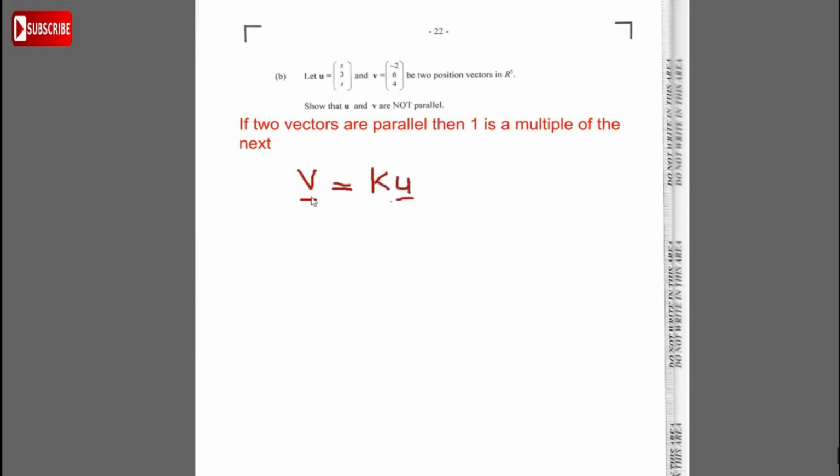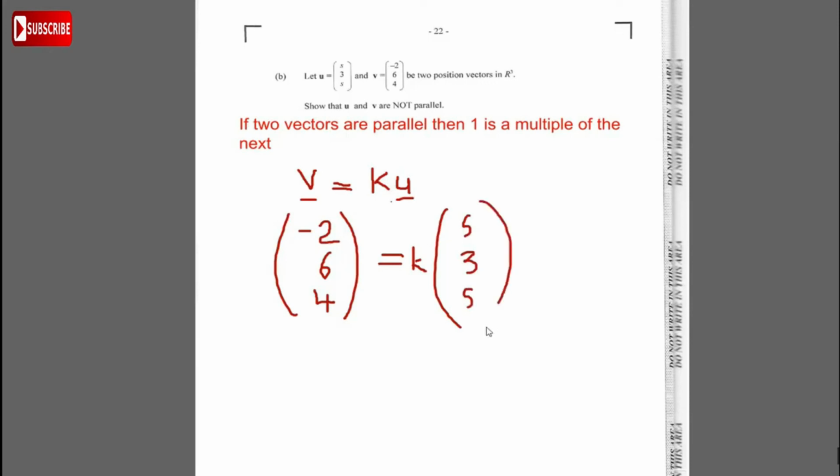All right, that's what we know. So vector v, which is minus 2, 6, 4, is equal to some constant k times vector u. But what is vector u? Vector u is s, 3, s. All right. So what that means then is minus 2 is equal to k times s.